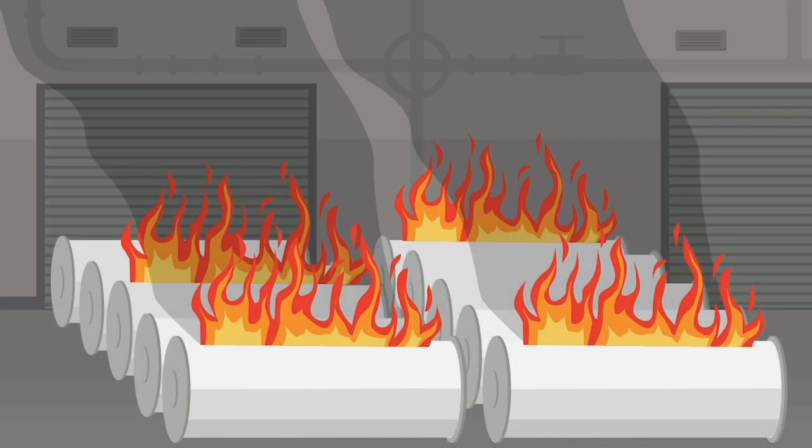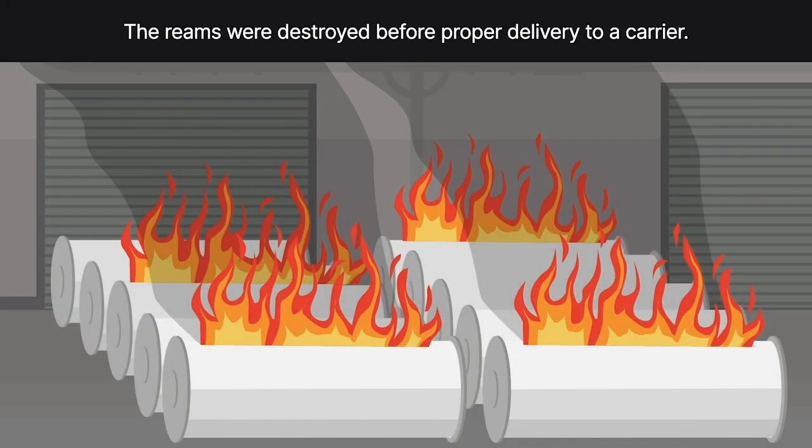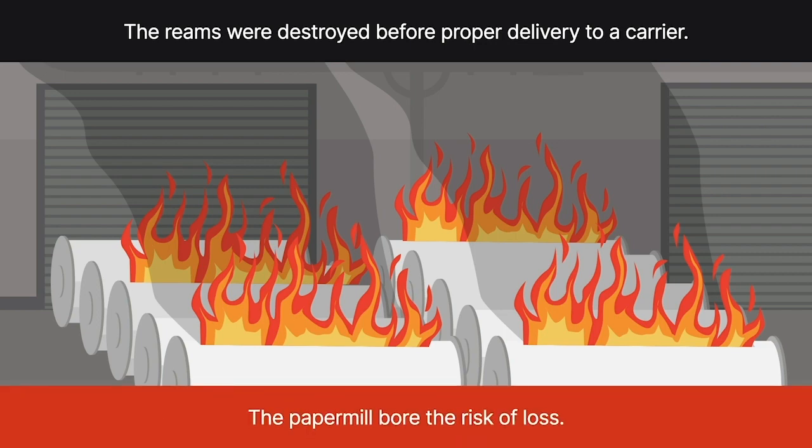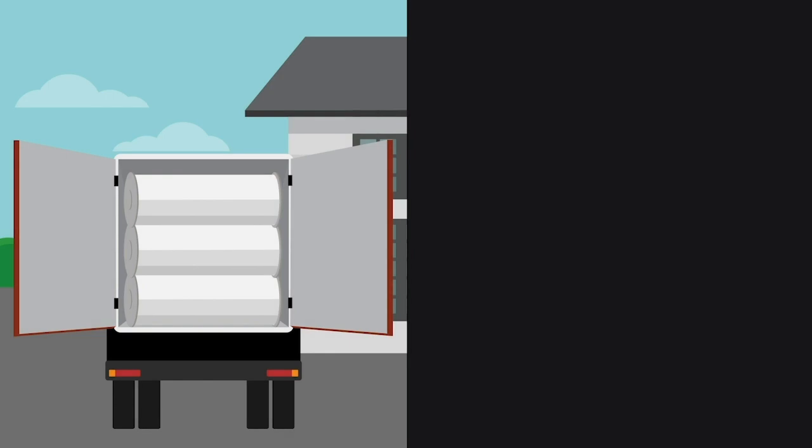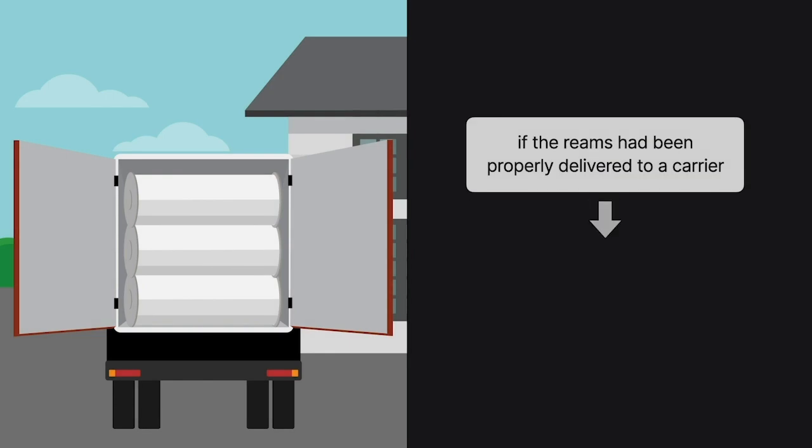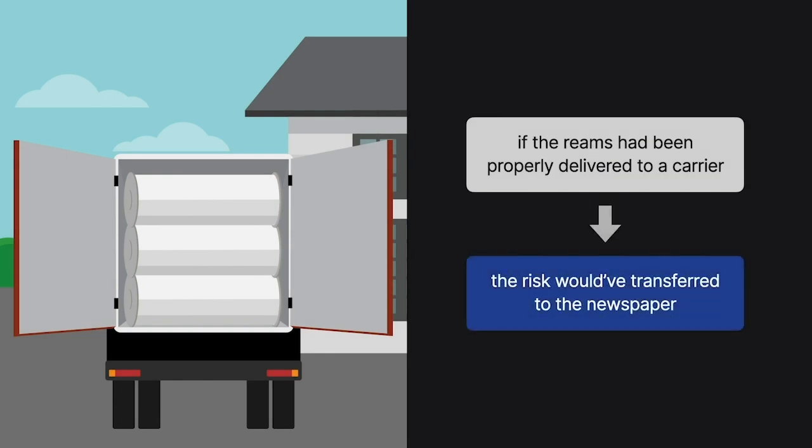In our example, the reams were destroyed before the paper mill properly delivered them to a carrier. Thus, the paper mill bore the risk of loss. If the reams had been properly delivered to a carrier, the risk would have transferred to the newspaper.